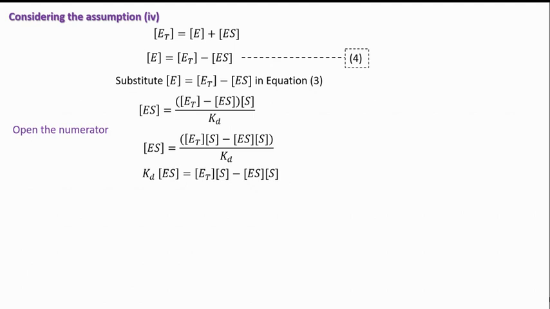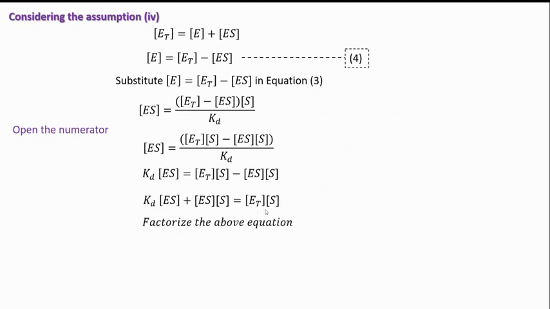Now when you do that, you can cross multiply. You see that KD is now multiplying the concentration of enzyme substrate complex, is equal to E total multiplied by S minus ES multiplied by S. This is simple mathematics. Now we are trying to collect like terms, putting ES on one side. So you will be left with KD ES, and you transfer the ES multiplied by S to the left hand side of the equation. It will then be plus ES multiplied by S.